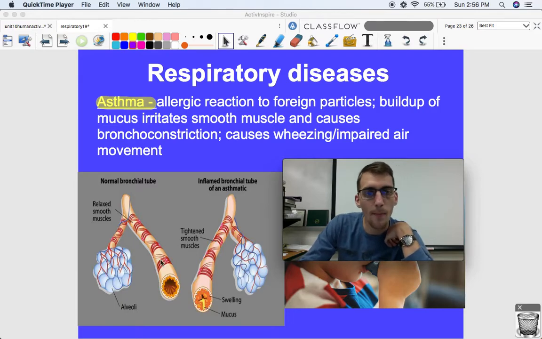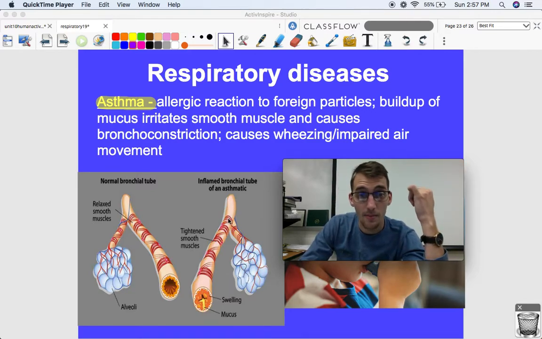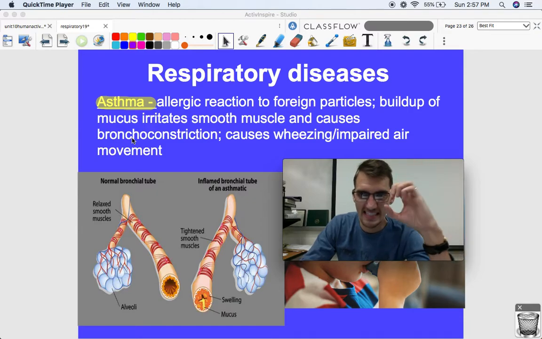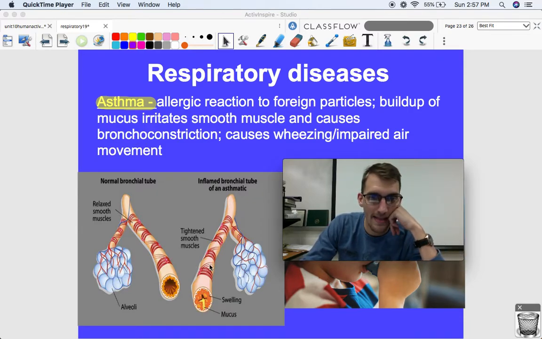So here's a normal bronchial tube. It's got a nice little passage for air. It's got all sorts of capillaries around it. And if it's inflamed or it's triggered, the asthma is triggered, the smooth muscle is tightened. It causes bronchoconstriction, broncho meaning the bronchial trees, right? And constriction meaning it's closing. And then it's going to swell a little bit and mucus will build up, and this person cannot breathe.